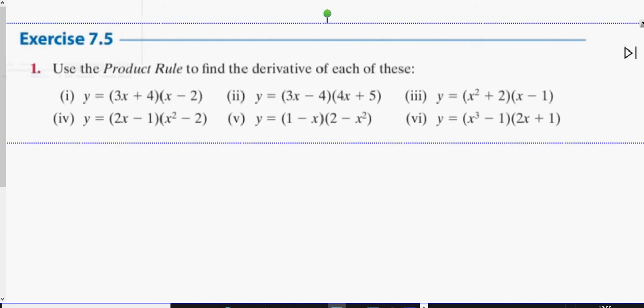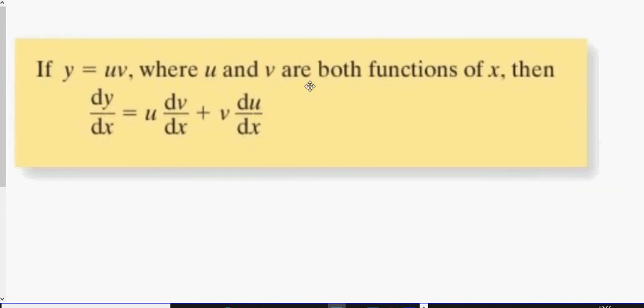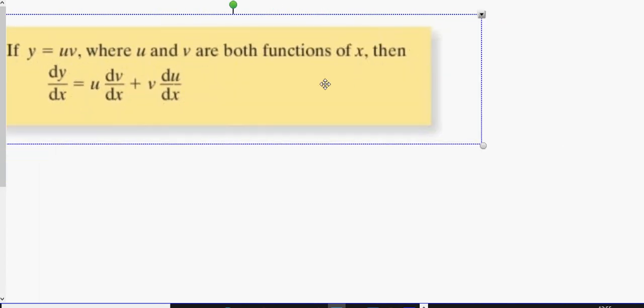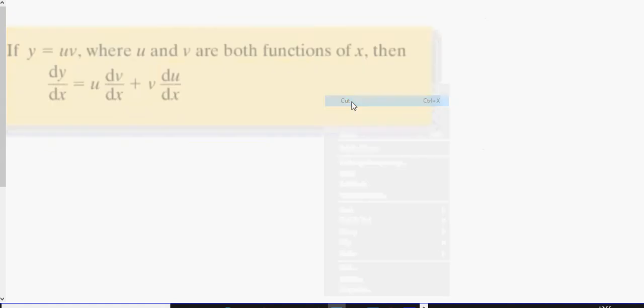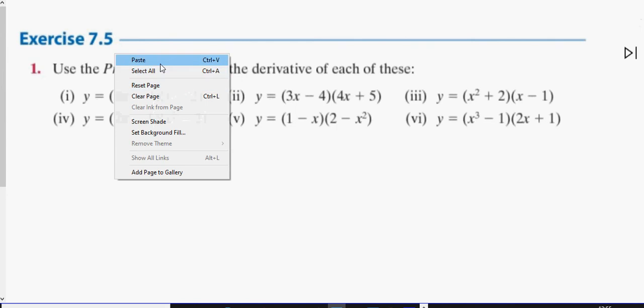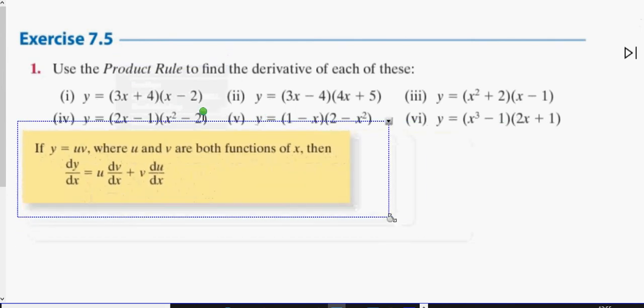Gents, use the product rule to find the derivative of each case. Now, you might say, what is the product rule? It's this guy here, and it's in your tables. Now, some of you might say, well, how do I know to use the product rule? If you look at the first question, I'll do part 2 if that's okay with you guys.